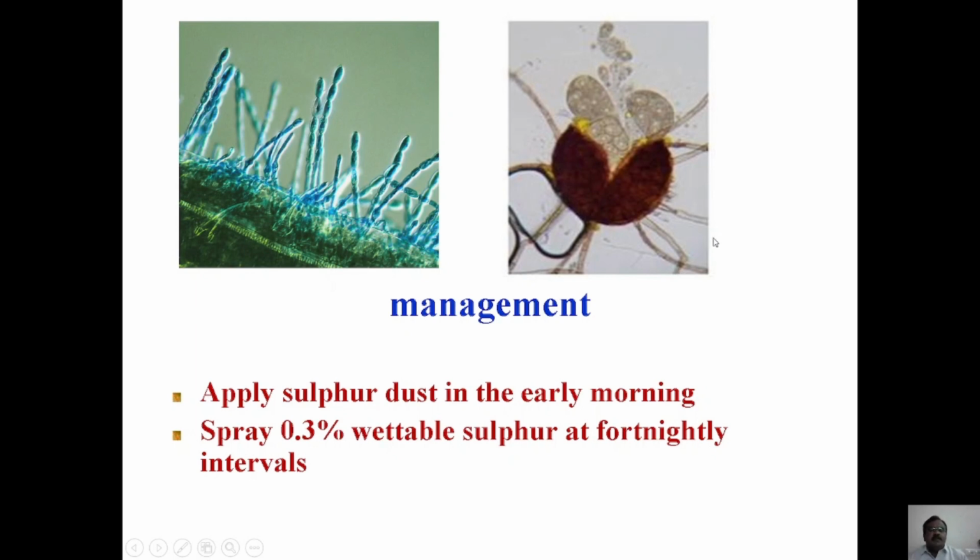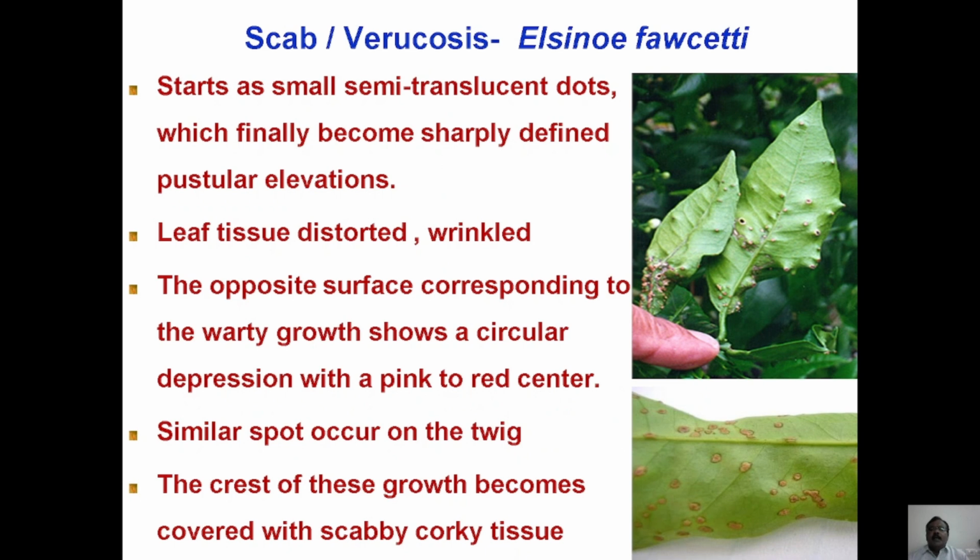So to manage this disease, apply sulfur dust very early in the morning or spray 0.3% wettable sulfur at fortnightly intervals. That is highly advisable to reduce the powdery mildew incidence. And the next important disease is scab or verrucosis. Scab or verrucosis is caused by Elsinoe fawcettii.